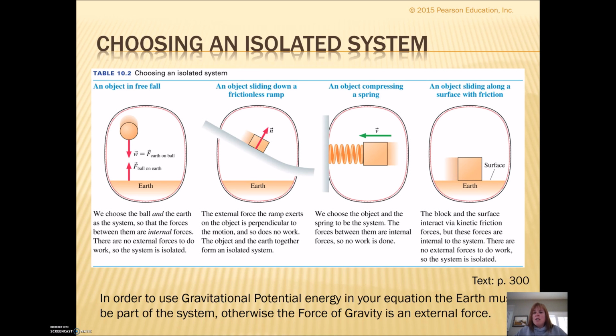If we have an object that's moving and it compresses a spring, if we choose the object and the spring to be the system, then all the forces are internal. And so what we have is kinetic energy that's being transformed into spring potential energy.